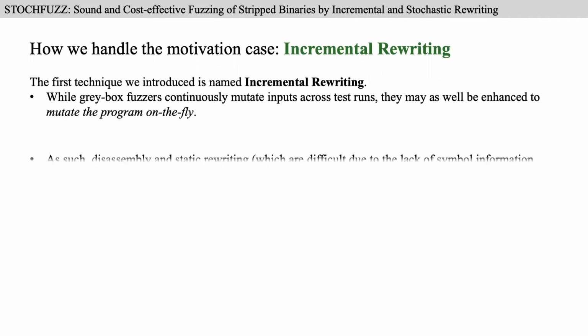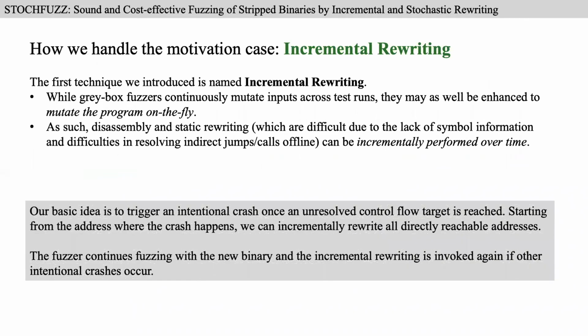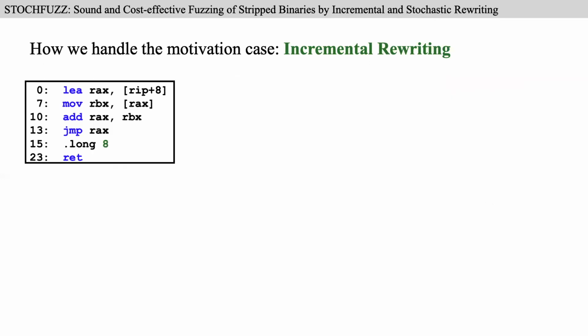The first technique we introduce here is named incremental rewriting. It is based on the insight that while grey box fuzzers continue to mutate input across test runs, they may as well be enhanced to mutate the program on the fly. As such, disassembly and static rewriting can be incrementally performed over time. Our basic idea is to trigger an intentional crash once an unresolved target is reached. Starting from the address where the crash happens, we can do incremental rewriting. Then we talk about how our technique handles the motivating case.